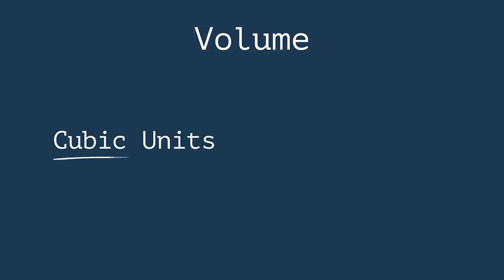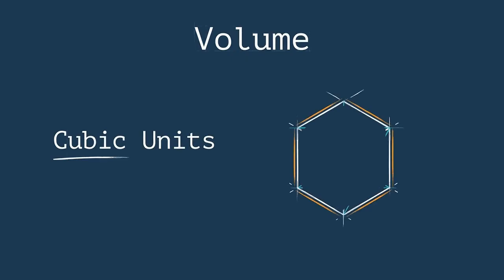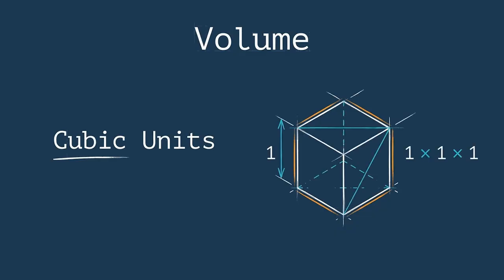Volume tells us how much space is inside a 3D shape. We measure volume using cubic units. 1 unit cube is 1 times 1 times 1, so it equals 1 cubic unit.